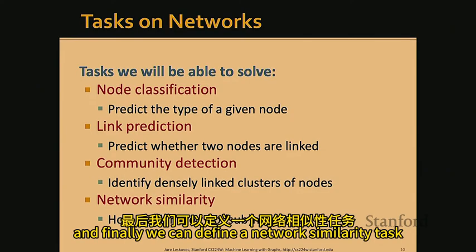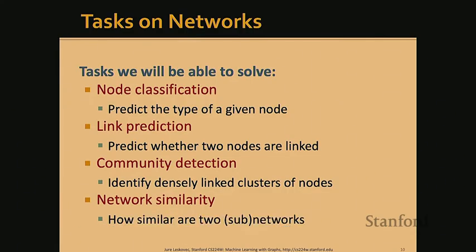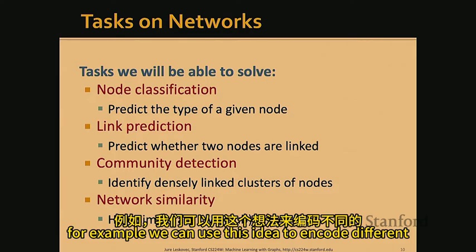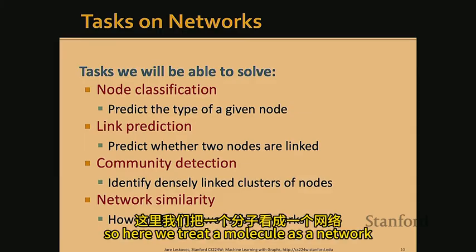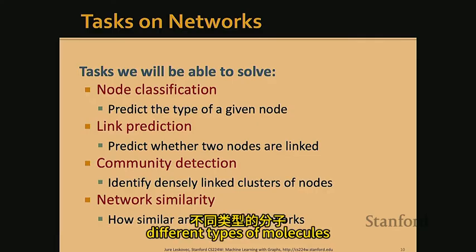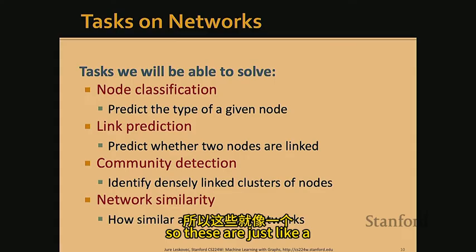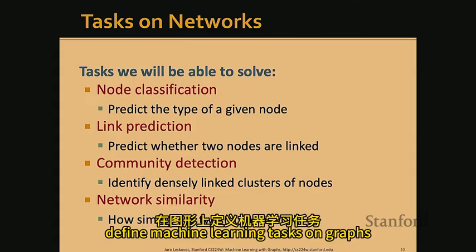And finally, we can define a network similarity task. In that case, it will be a graph-level task or a graph-level prediction. For example, we can use this idea to encode different drug molecules. Here we treat a molecule as a network, and we want to classify different types of molecules. So this is just a glimpse of different ways you can define machine learning tasks on graphs.